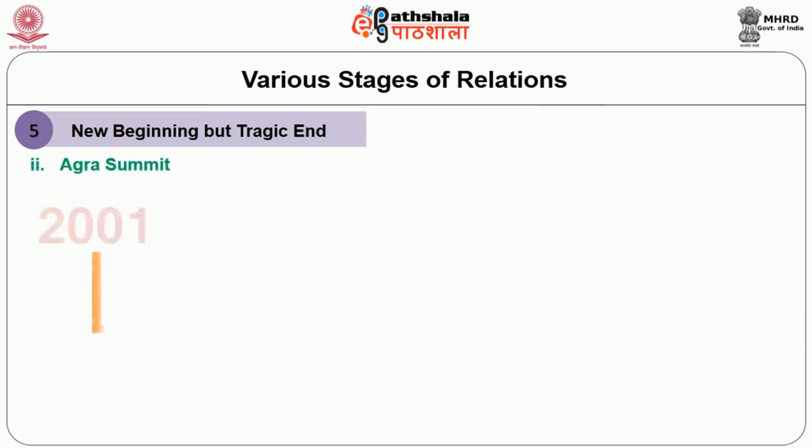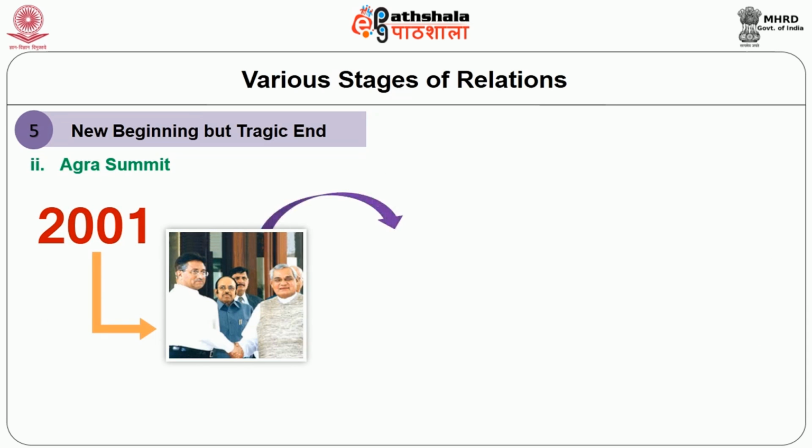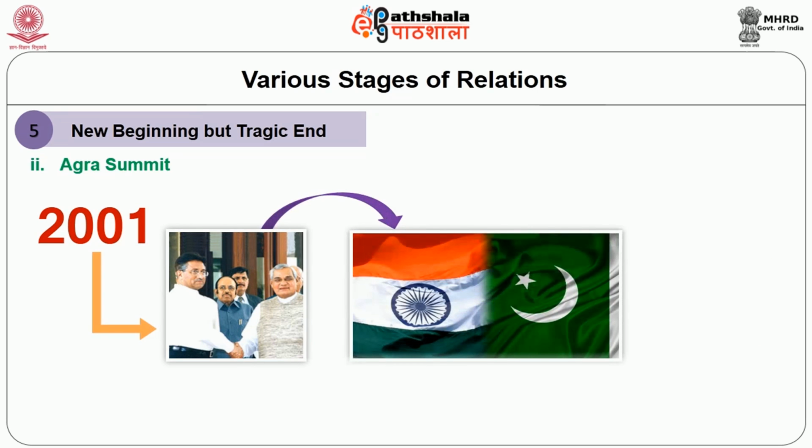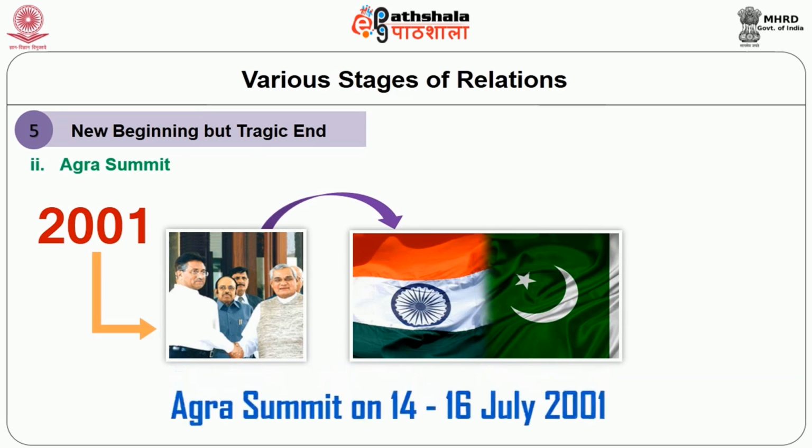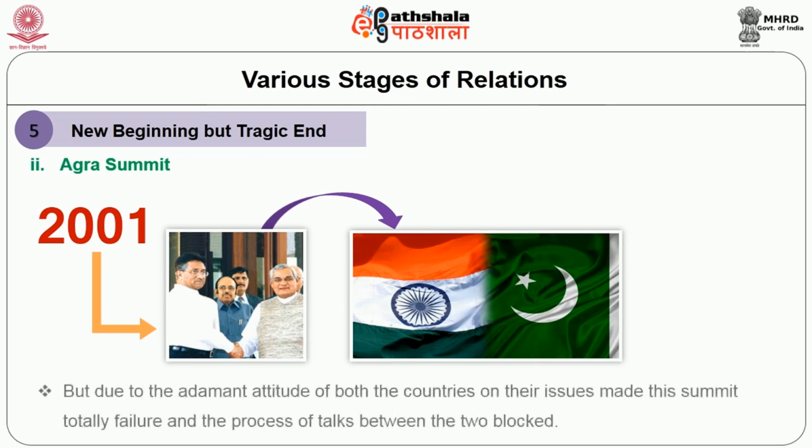Agra Summit. In 2001, due to many reasons, the round of talks started again between both the countries from the Agra summit on 14th to 16th July 2001. But due to the adamant attitude of both the countries on their issues, this summit became a total failure and the process of talks between the two was blocked.